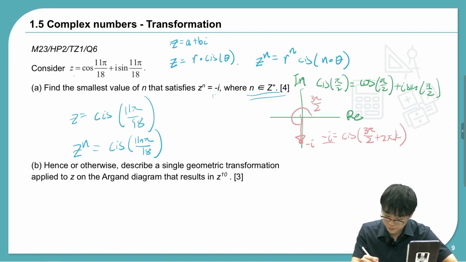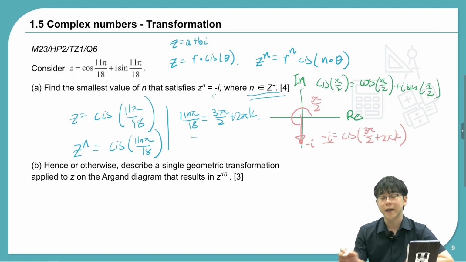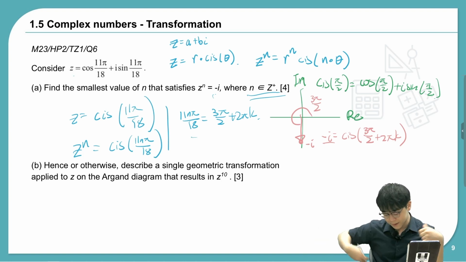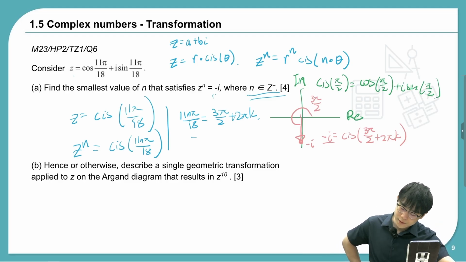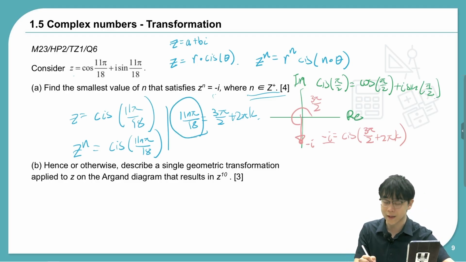So what we're looking for here is we want our 11n pi over 18, this is the argument, to equal 3 pi over 2 plus 2 pi k. So you can try working it out on your own, but my guess is you want to go for when k is going to be 0, right? If k is 0, then we have the smallest possible value, and we'll try to make 11n pi over 18 equal to 3 pi over 2. If it doesn't work, we'll try higher values of k.